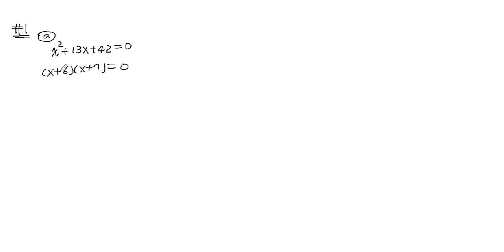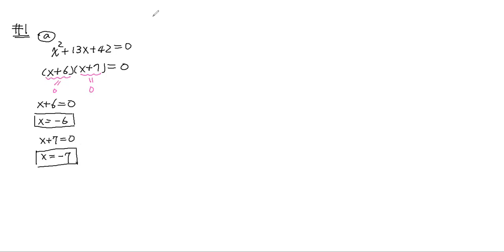So if I multiply two terms and get 0, that means this term will be equal to 0 or this term will be equal to 0, right? That means x plus 6 equal to 0, so I get x equal to -6, or x plus 7 equal to 0, I get x equal to -7. So the solution for part A will be x equal to -6 or x equal to -7.